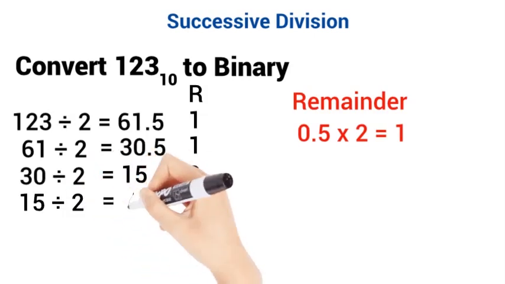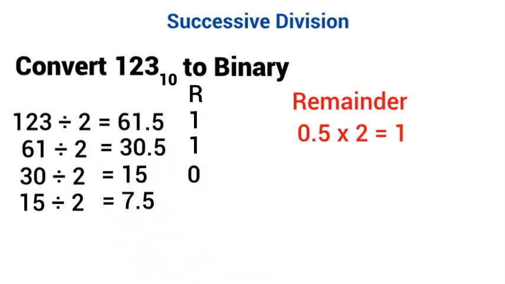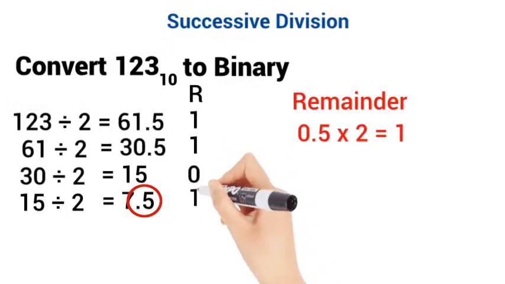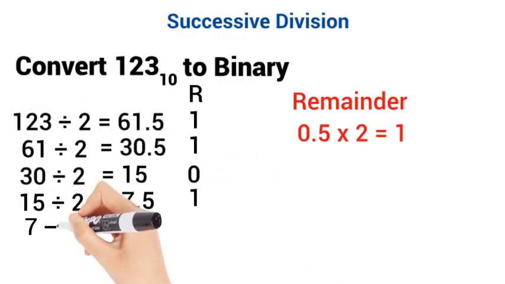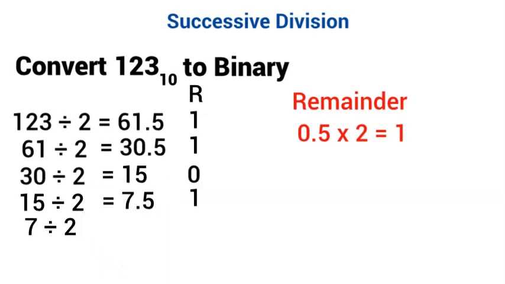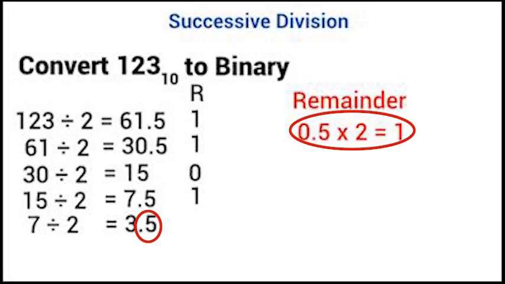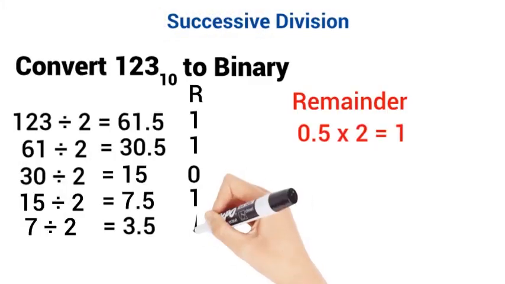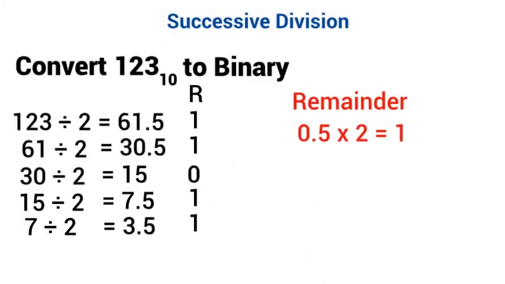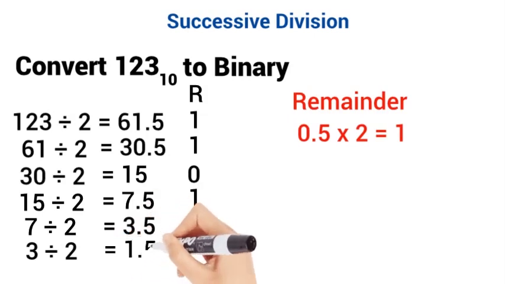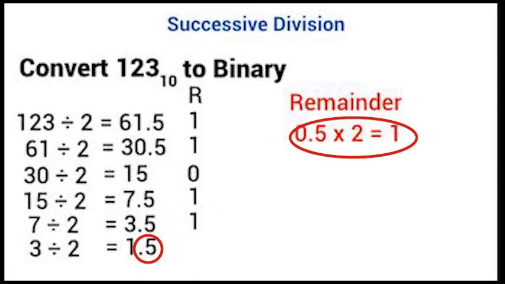and you will get 7.5. Multiply 0.5 by 2, and then write down 1 as a remainder. After that, copy 7, divide it by 2, and you will get 3.5. Multiply 0.5 by 2, and you will get 1 as a remainder. Continue by copying 3, divided by 2, and you will get 1.5. As for the 0.5, multiply it by 2 to get 1 as a remainder.